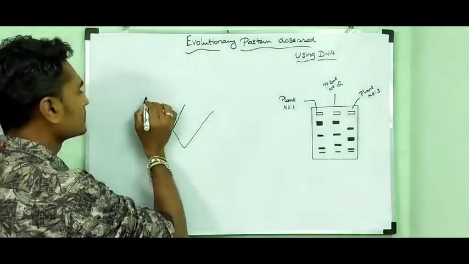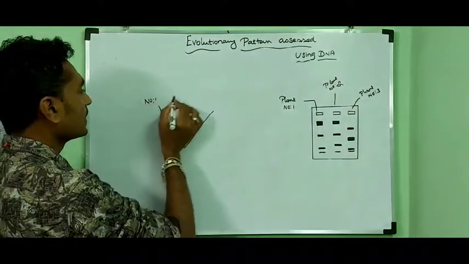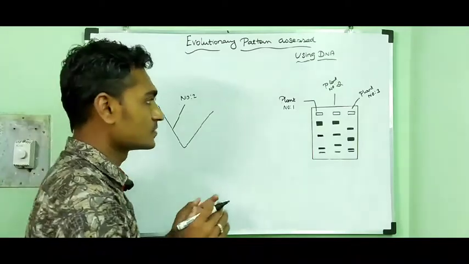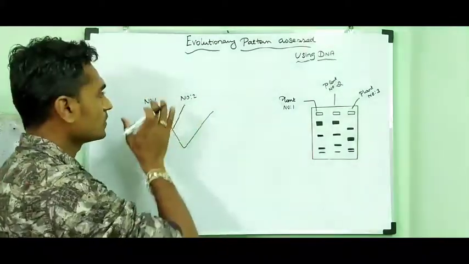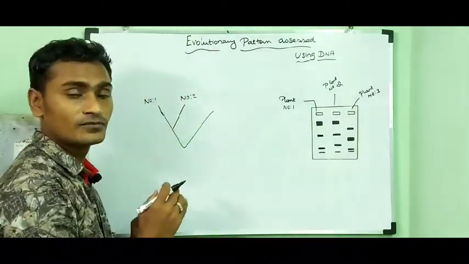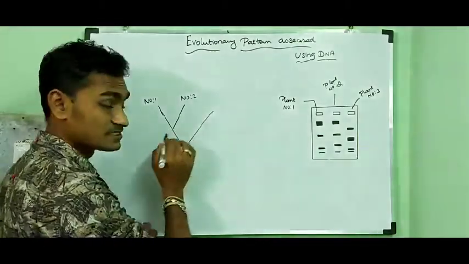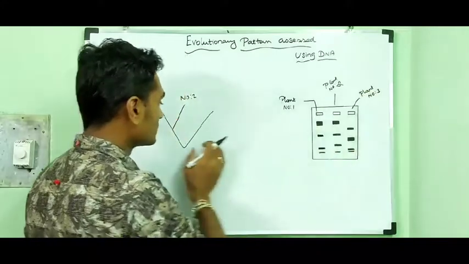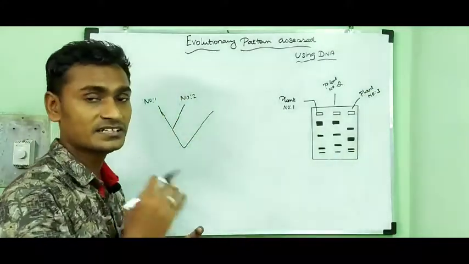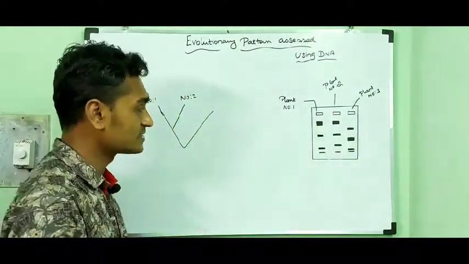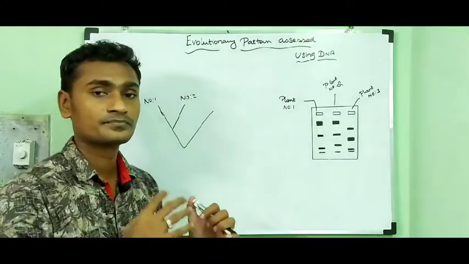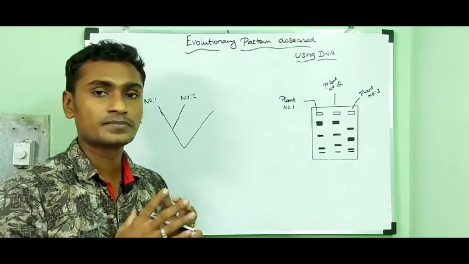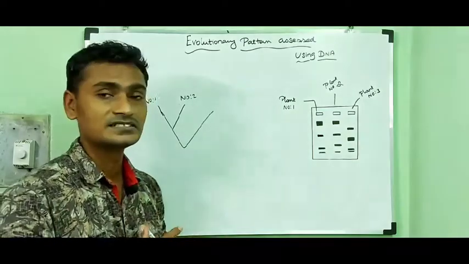So plant number 1 and plant number 2 show much similarities. So it shows these 2 of them evolved from a most common ancestor. Then plant number 3 evolved from a somewhat distant ancestor. So with this technique, we can assess the evolutionary pattern of different plant taxa by using their DNA.